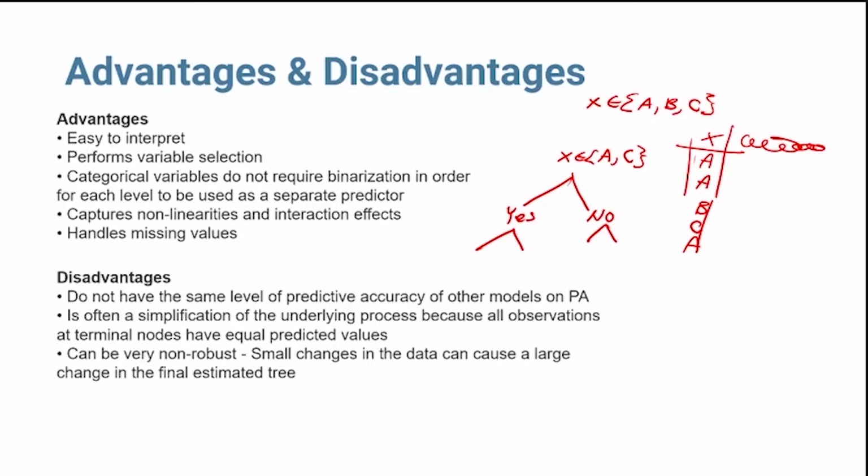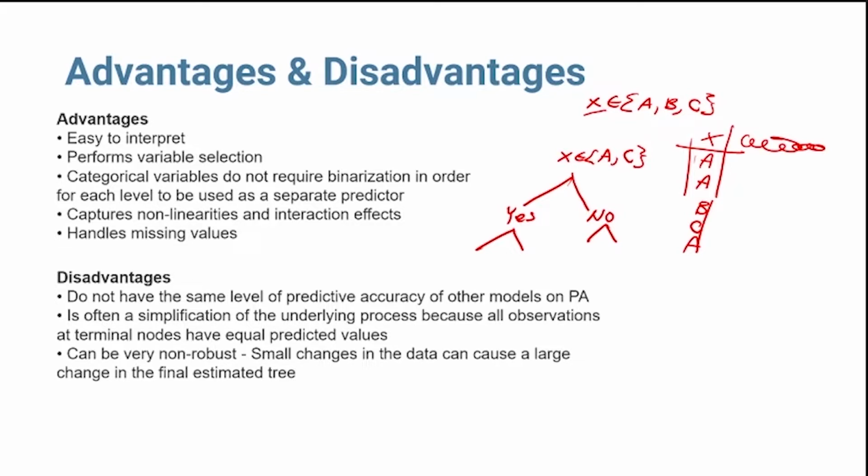Here's an example of what that looks like. Let's say that you have a predictor variable, x, that can take on 3 levels, A, B, or C. Your decision tree can simply ask, is x in A and C? And if yes, move on to this branch. And if no, move on to another branch. So this is a way of specifically asking, is x equal to A or x equal to C?